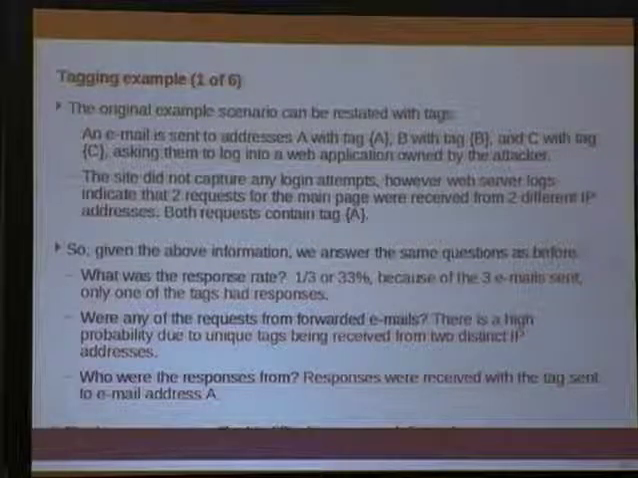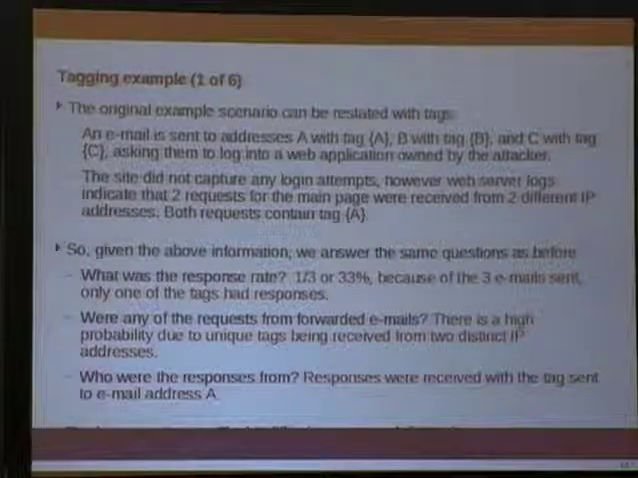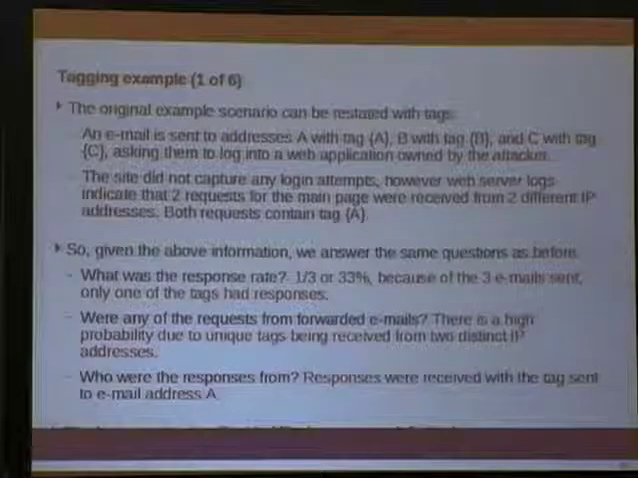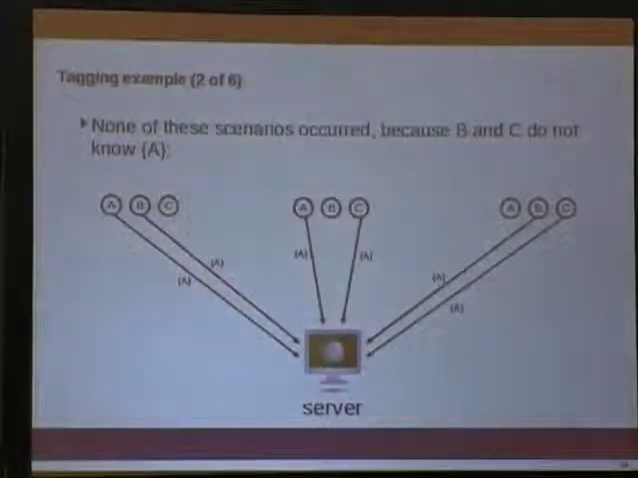Who were the responses from? Well, we can say that responses were received from the email address that we sent tag A to. We can't say it's from one person or any group of people, but we can start to limit it to that. So that last question is still a little tricky to answer. So let's look at these scenarios again.